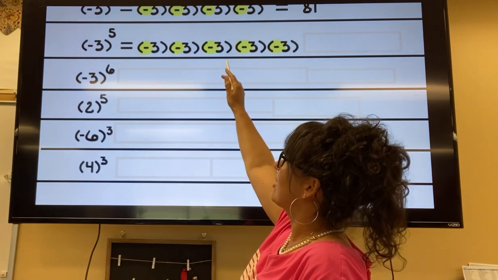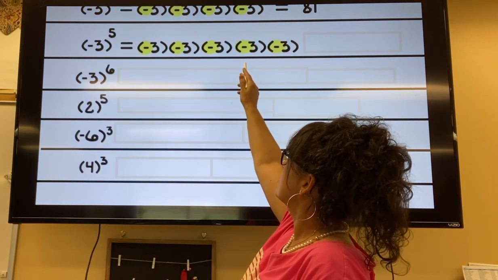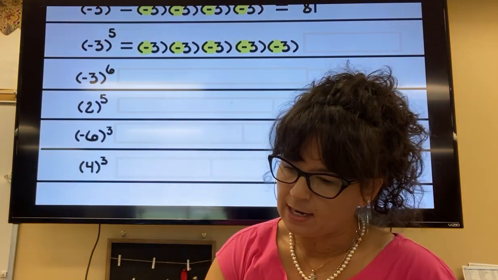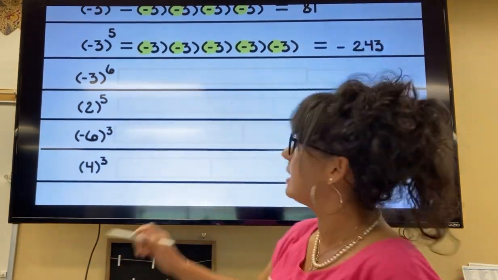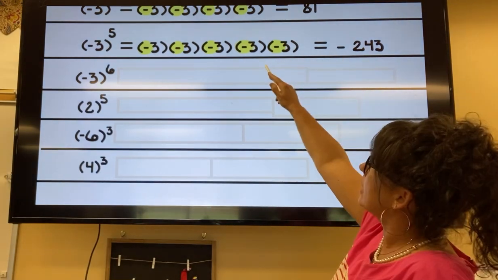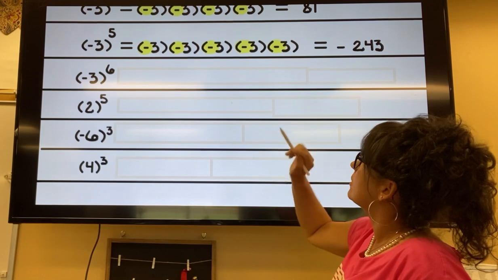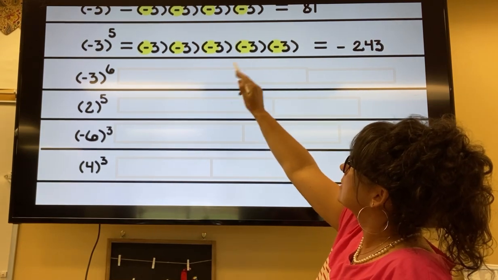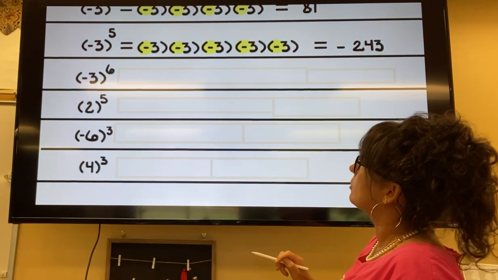9 times 3 is 27. 27 times 3 is 81. And then 81 multiplied by 3 is 243. So 5 negatives, odd number, so the answer is negative. And then 3 times 3 times 3 times 3 times 3 is 243.